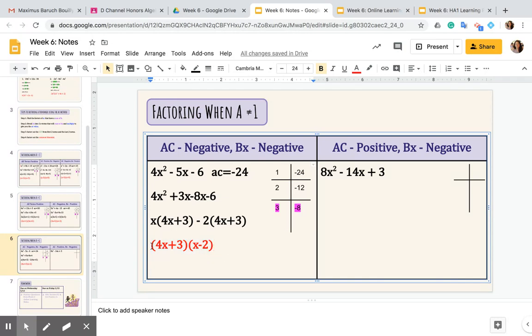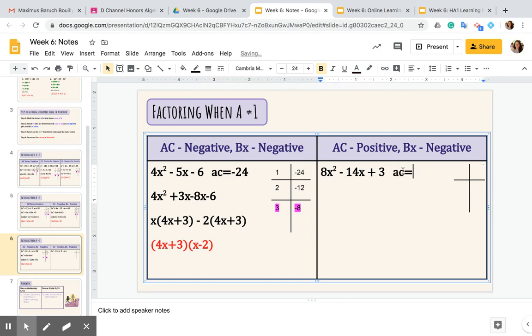And just to show you how you could check, we actually learned how to multiply two binomials together. You could FOIL this out or use the table method to see if it matches the original polynomial. If it doesn't, you factored incorrectly or multiplied incorrectly.